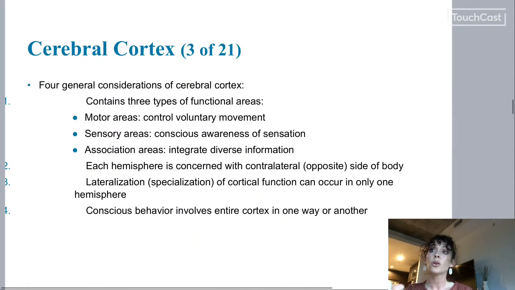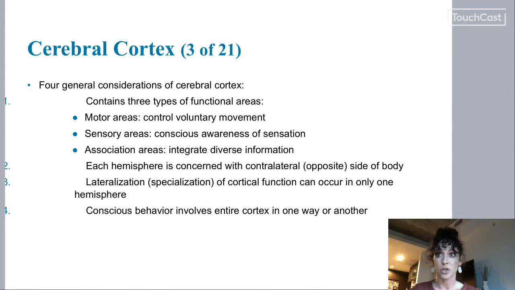So, 4 general considerations of our cerebral cortex. We basically have 3 types of functional areas. We have a motor area, which is going to control voluntary movement, a sensory area, which is conscious awareness of some type of sensation. So when we think about our 5 senses, such as hearing, sight, taste, that's where that's going to occur. And then these association areas, which is where we integrate a lot of different information to make sense of what is being input.